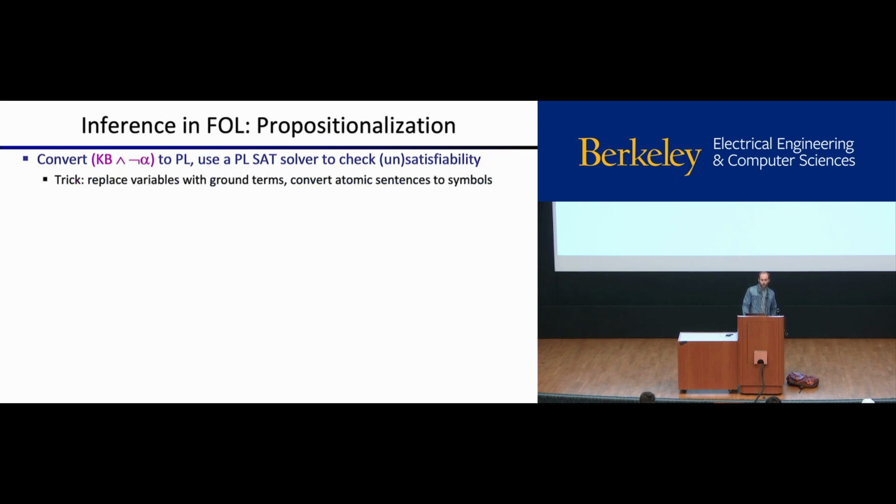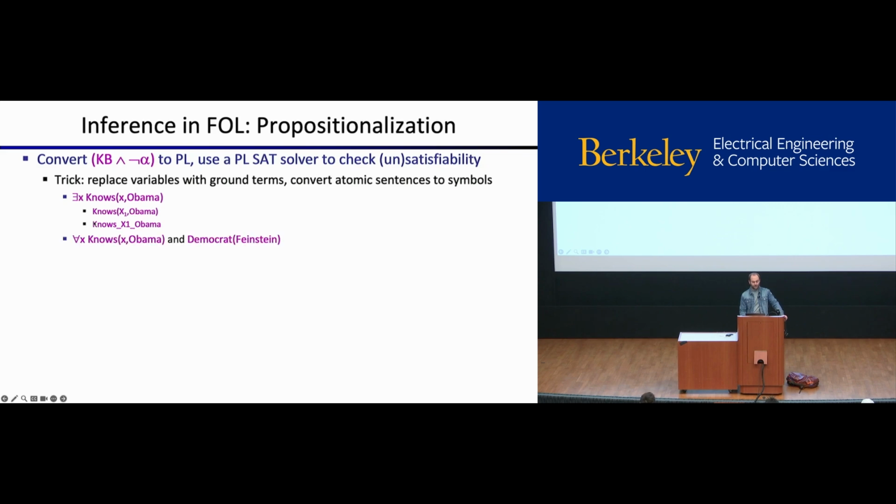And the trick here, we replace variables with ground terms, and we convert atomic sentences to symbols. So here's an example. Exists an x such that x knows Obama. We convert that. We just pick a new symbol for this x, call it x1, and then we convert that to a single atomic Boolean variable.